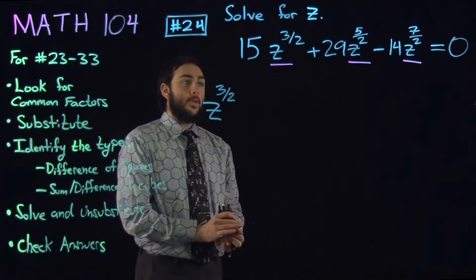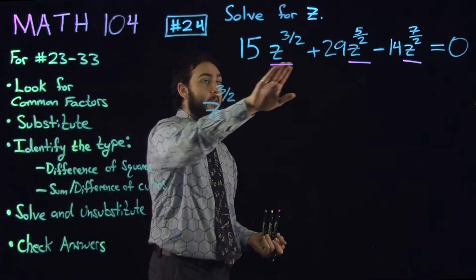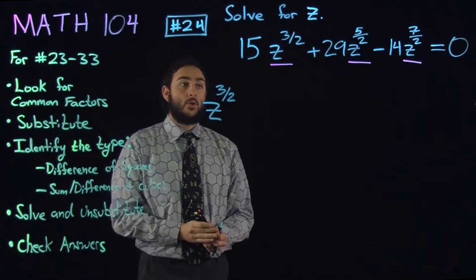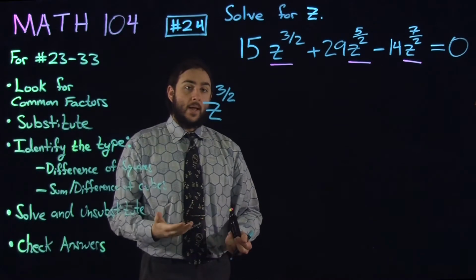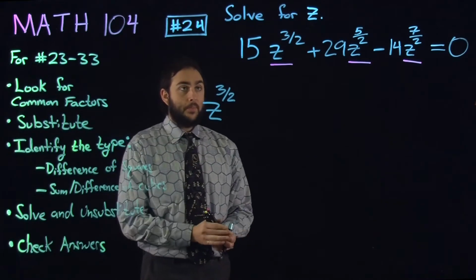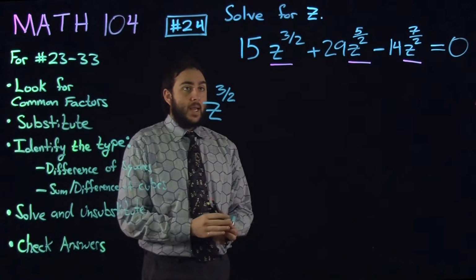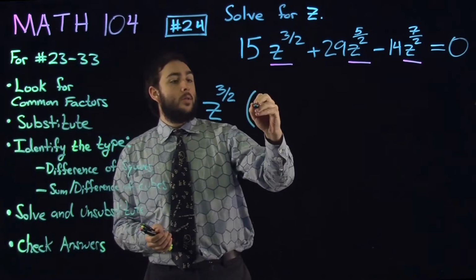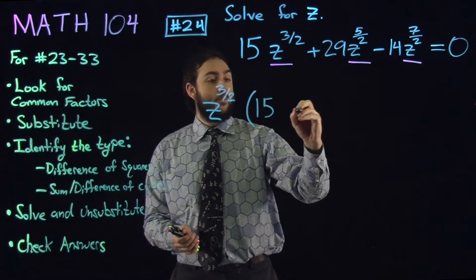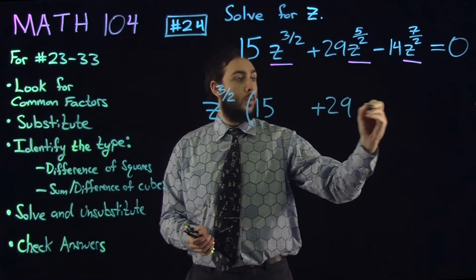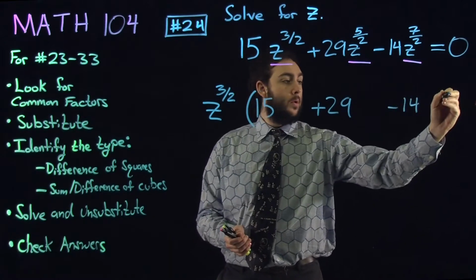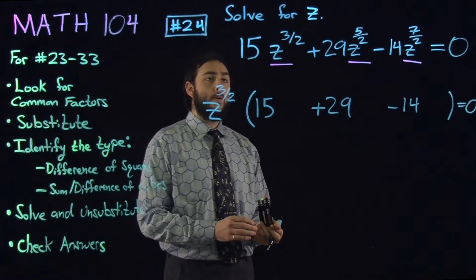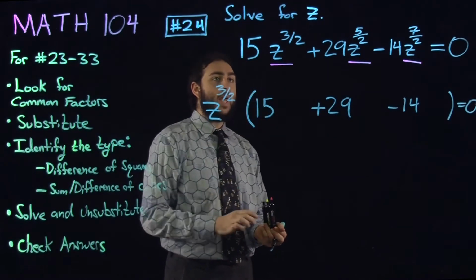Now let's take a look at the coefficients, the numbers we see here, 15, 29, and negative 14. Unfortunately, these numbers don't have a common factor, so we can't factor out a coefficient. But we can factor out z to the 3/2. So what's left when we do that? Well, the coefficients are going to stay the same. And the powers of z are going to decrease by 3/2.